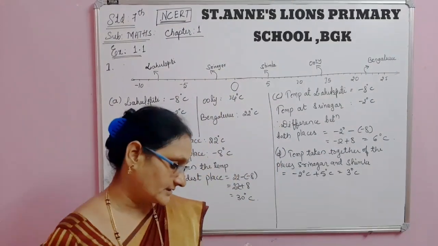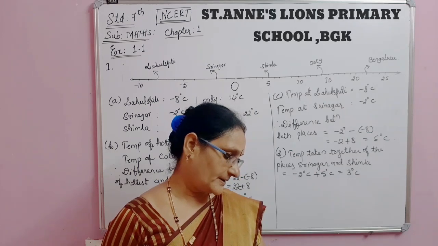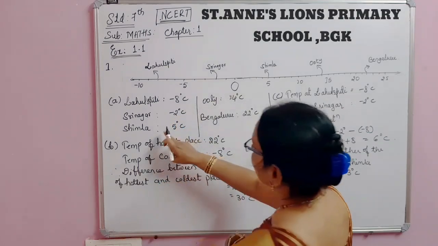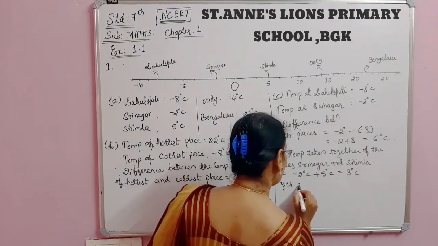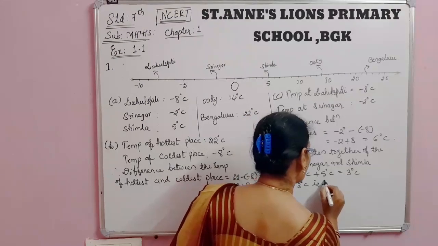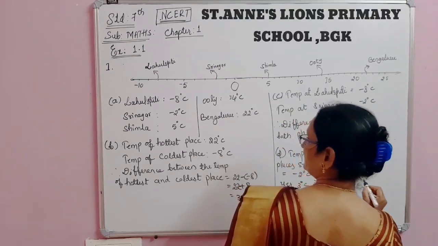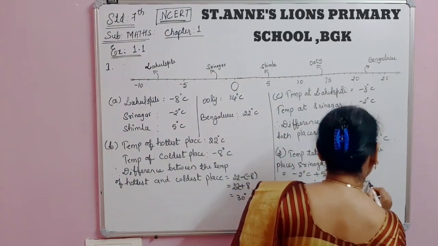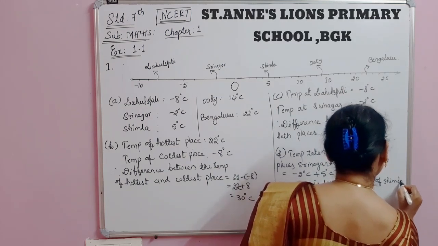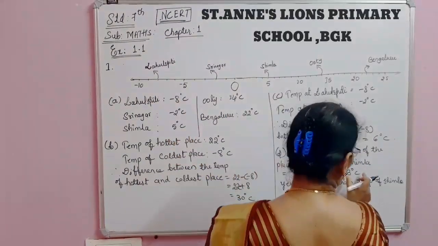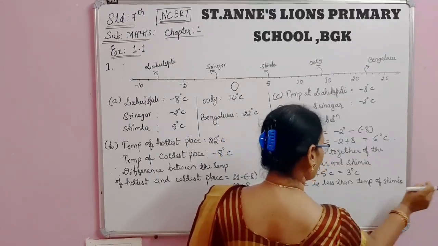This 3 degree Celsius, we have to compare it. Is it less than the temperature at Shimla? Shimla is 5 degree Celsius. Yes. 3 degree Celsius is less than the temperature of Shimla. See here, Shimla is 5 degree Celsius. Now we got 3 degree. So yes, 3 degree Celsius is less than the temperature of Shimla.